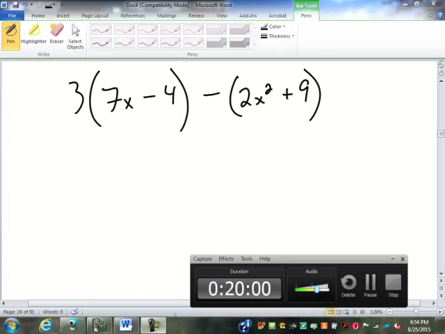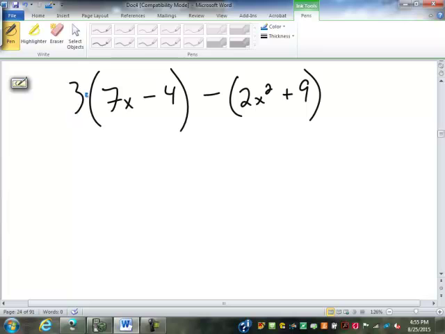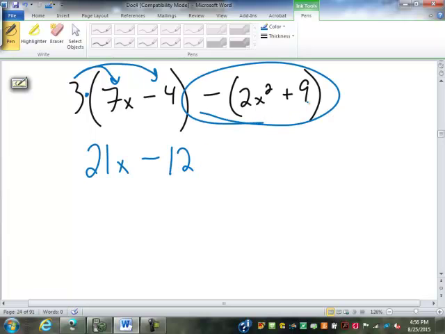Try this one. So this one's a bit more complex. So again, we're starting out with a multiplication. 3 times the 7x minus 4. So 3 times 7x, 21x. 3 times the negative 4, negative 12. And now we are subtracting 2x squared plus 9. Where's the 2x squared go? Yeah, there's no other x squareds. We can think of this as being a 0x squared up here.